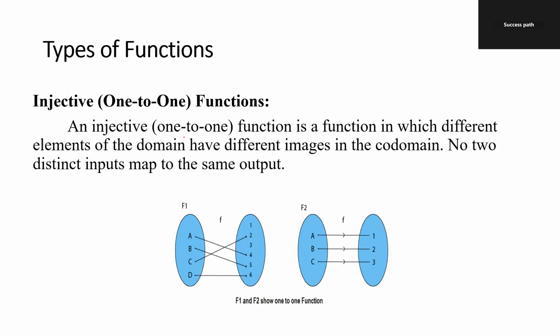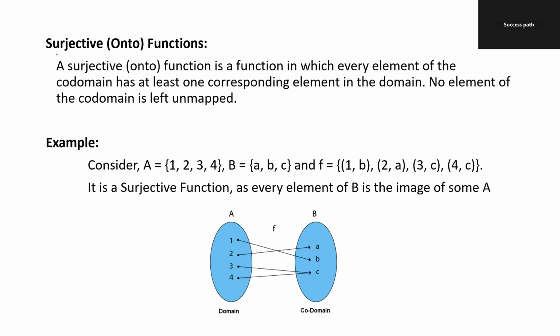Okay. The injective, one to one function, is a function in which different elements of the domain have different images in the codomain. No two distinct inputs map to the same output. Next, the onto function. Again, I'll tell you, this naming itself we need. The name is a very important keyword. For theory papers, you can take even paper 1 and paper 2, for example teaching aptitude, research aptitude, and ICT. Even in paper 2 theory, we need to take keywords.